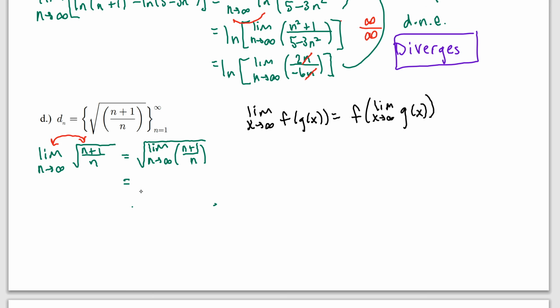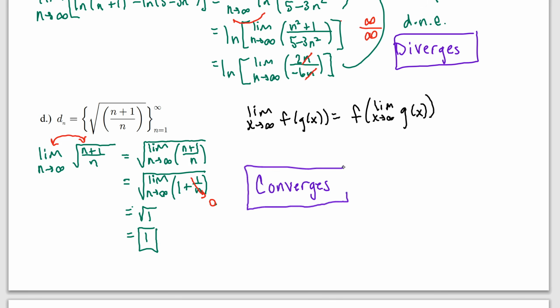You can either apply L'Hopital's rule at this point, or simply divide both terms of that numerator by the denominator. N divided by n gives us 1, and 1 divided by n looks something like this. Now, as n approaches infinity, this term approaches 0, and the limit of the constant 1 is 1. So my inside limit there is 1, and the square root of 1 is 1. So the limit is finite. Therefore, we can say that the sequence converges, and in particular, it converges to 1.